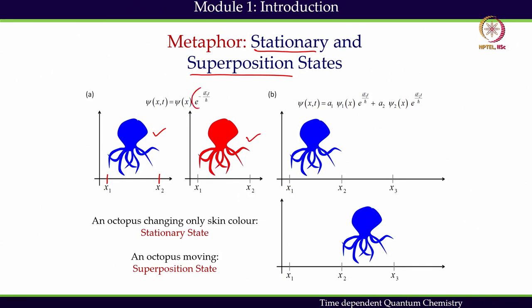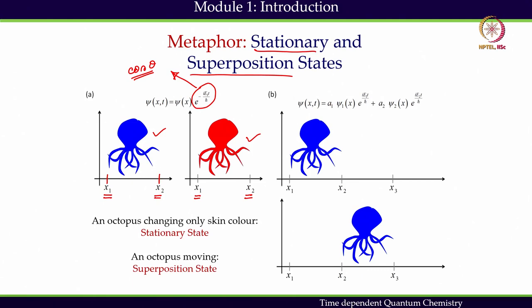Changing color periodically is represented by this phase factor. The phase factor is an oscillatory factor. This is a complex representation of an oscillatory part, which is nothing but a cos theta or cos kind of function in a real sense. So when I say stationary state, it means that the octopus is changing the color while being in the same position between X1 and X2. Here also, you see, it's staying in the same position. And that's called a stationary state. The wave function is changing color, but the total density is not moving. The octopus itself is not moving.